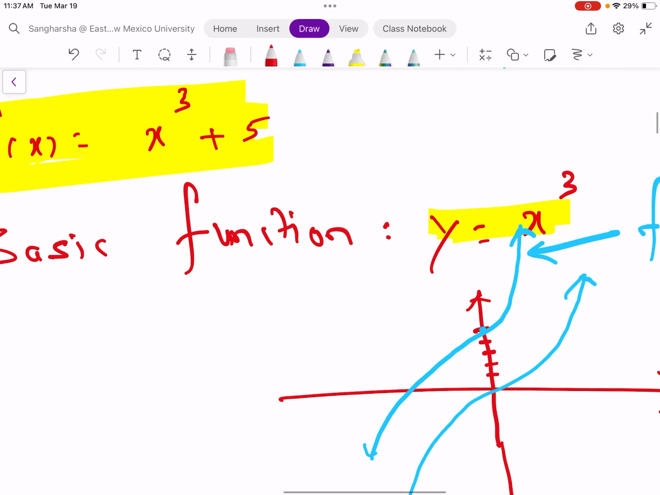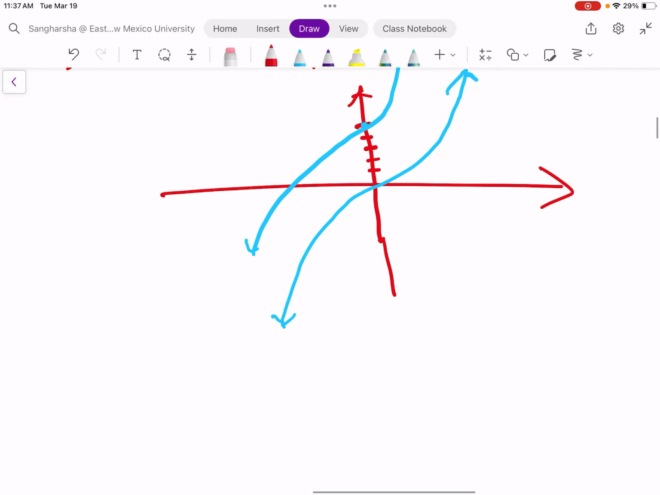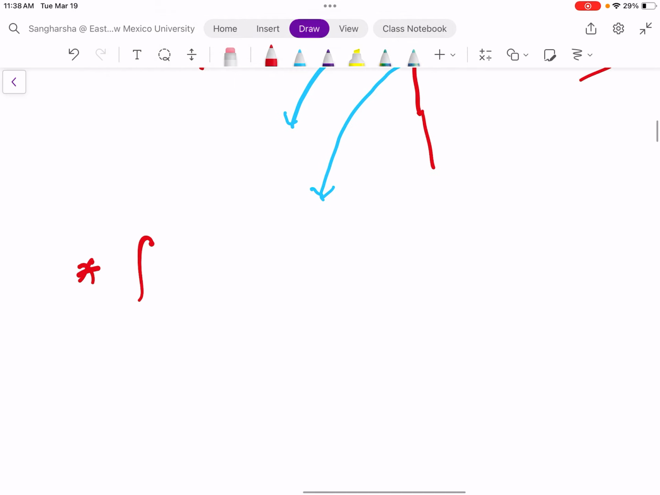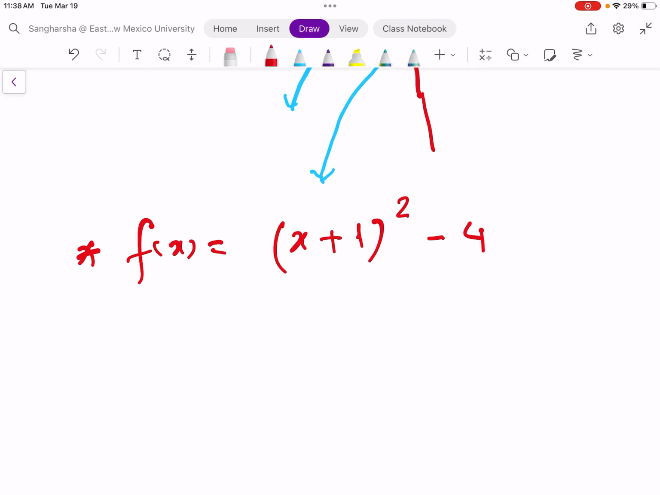So let's draw a graph for a function. Let's say our function is f of x equals (x plus 1) squared minus 4. Now, once you are asked to graph, the very first thing you have to know is the basic function corresponding to this function. What kind of function is this? Do you all agree it's a quadratic function?